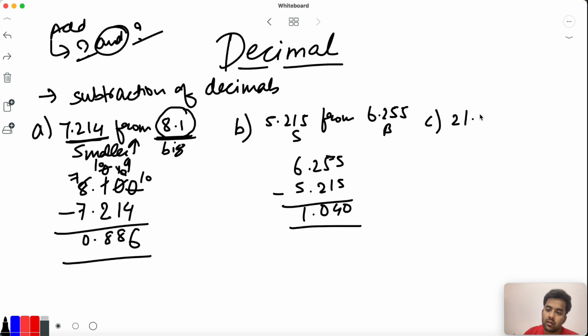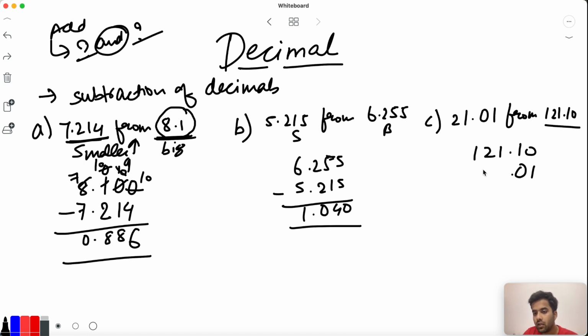Question number C. Assume 2.101 from 12.110. Again, after "from", that number will come first. So 12.110. Again put decimal below decimal. Now after the decimal, what is it? 101. Before the decimal 12. Don't write it the wrong way every time. What I told, from the back-hand side you have to put 12. This side also 101.